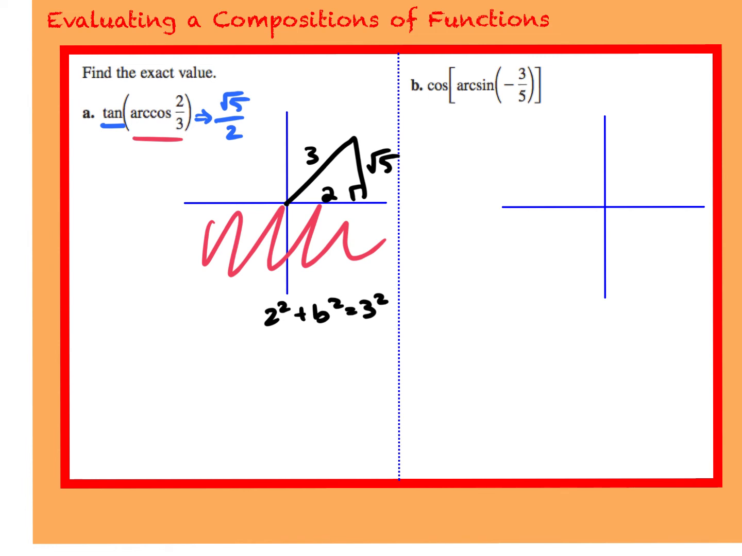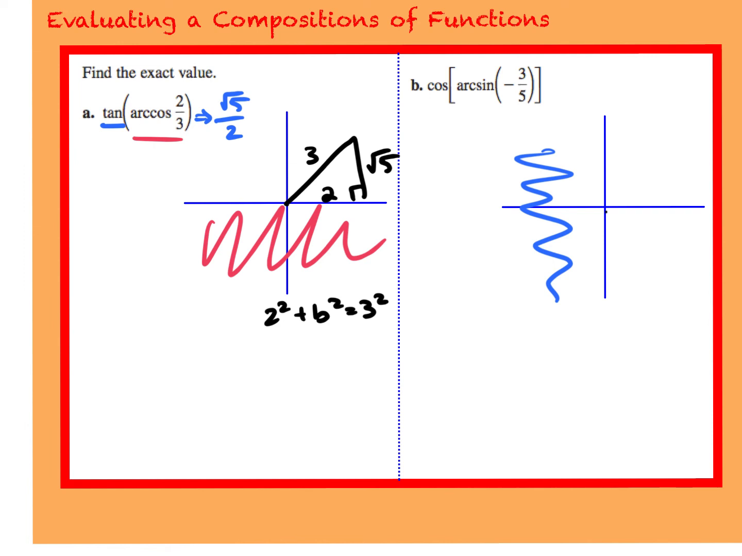Let's do it again. All right, so now I have cosine of arc sine of negative 3/5. Well, arc sine is in between what two quadrants? 1 and 4. So these two are no longer good to me. So, do I draw my triangle like that? No. Don't you dare.